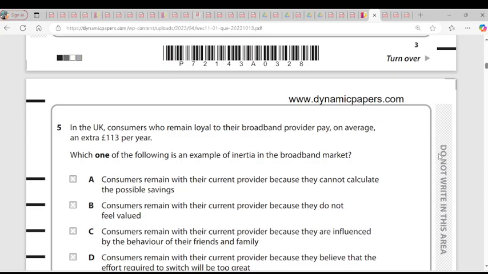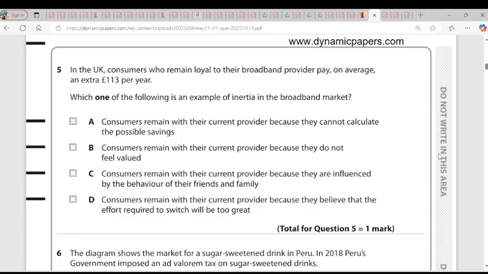They're used to what they're doing, so they feel reluctant to change. So this is irrational behavior. D. Okay. So the answer is D. So let's look at why it is not A, B, and C. A: Consumers remain with their current provider because they cannot calculate the possible savings. They can calculate, but they feel like paying that.